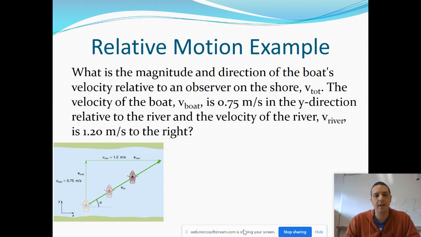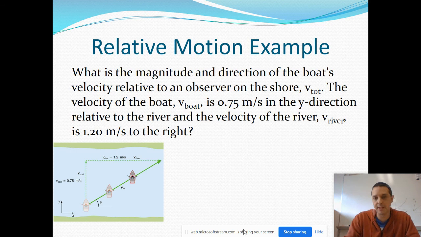This next example, you're going to find in your Nearpod, and I'd like you to try this example. And it's a river crossing. This is a very classical example. You have a boat that's coming across the river at 0.75 meters per second. The river's flowing perpendicular to the shore at 1.2 meters per second. It's the same process that you did for the plane. You have the boat going one way, you have what it's going through going the other, and you're going to try to find the velocity of the boat relative to the shore.